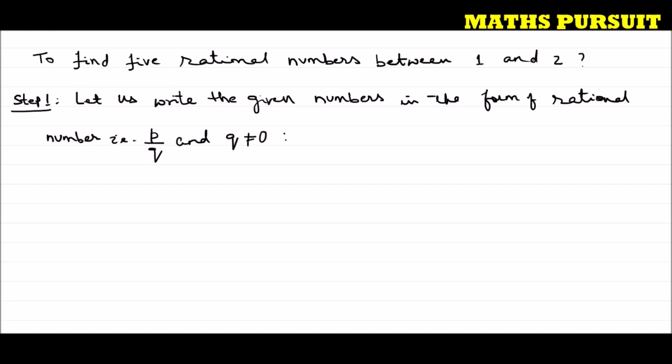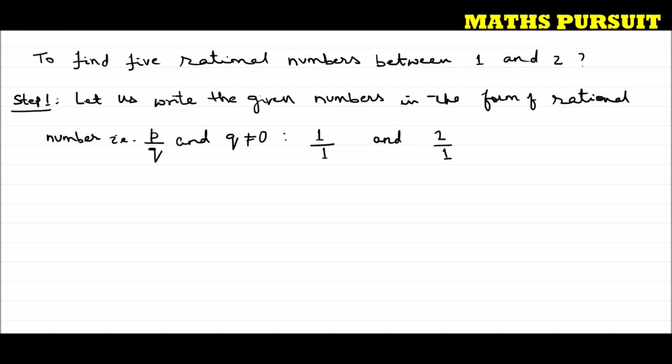So we can write 1 as 1 upon 1 and 2 as 2 upon 1. Hope you understood this. 1 upon 1 is 1, and 2 upon 1 is 2, so it doesn't make any difference. This is how we can express the given integers in the form of rational numbers. Similarly, if 0 is given, we can write 0 upon 1. So this was our first step.